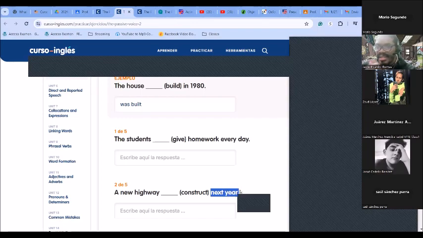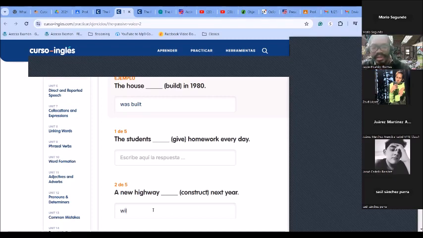Next year is past, present, or future? Future. So you will use will be, and then your verb in participle form. Right? Again, number 2. A new highway will be constructed next year. Good.